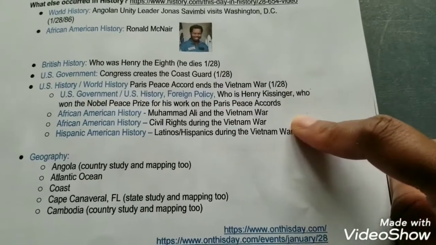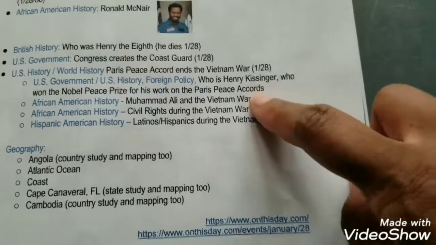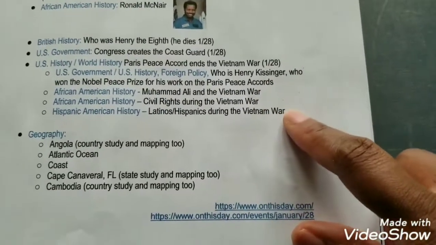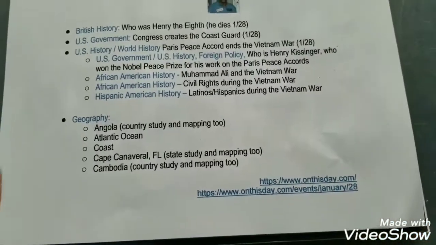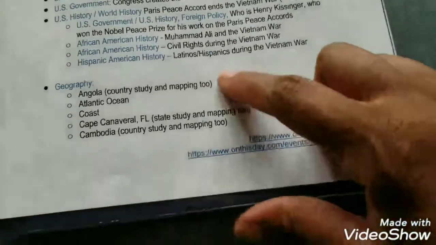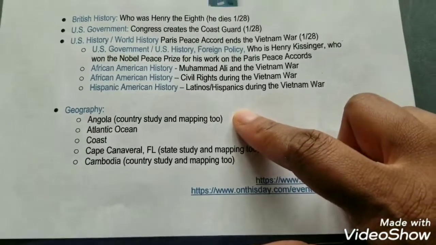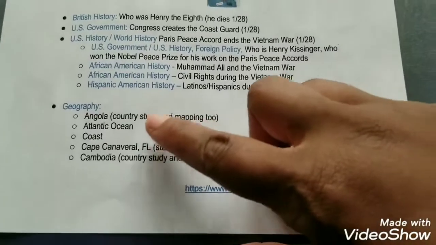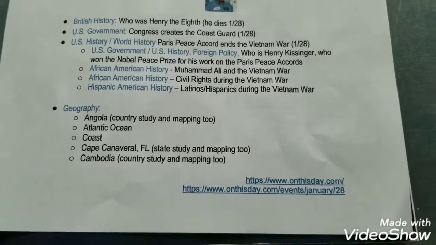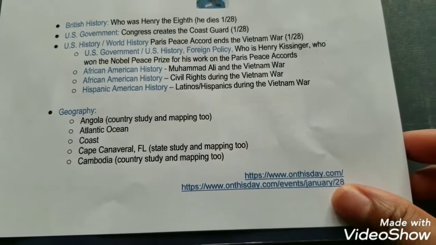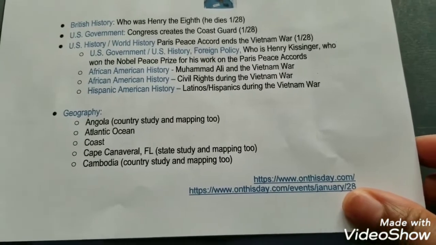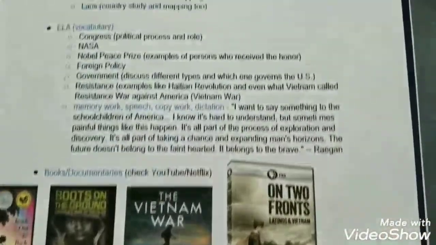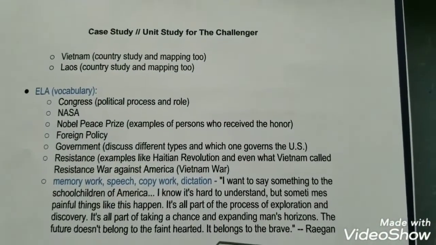We can again go into African American history and talk about Muhammad Ali in the Vietnam War, civil rights during the Vietnam War, Latinos and Hispanics during the Vietnam War. For geography here, we can dive into a country study of Angola and do some mapping. We can dive deep in, and discuss the Atlantic Ocean. What does a coast mean? We can talk about Cape Canaveral in Florida and do a state study there. We can talk about Cambodia and do a country study and do mapping. We can talk about Vietnam and do a country study.